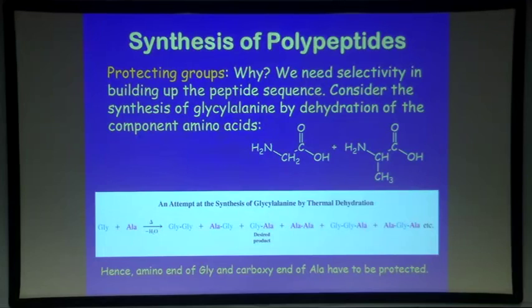If you take glycine and alanine and you want to make selectively glycyl alanine, remember, or maybe you don't remember, the convention is that the one on the left is the amino end and the one on the right has the carboxy end. So this means that we want to couple these two units here. Some of that will be formed, but all other possibilities will arise.